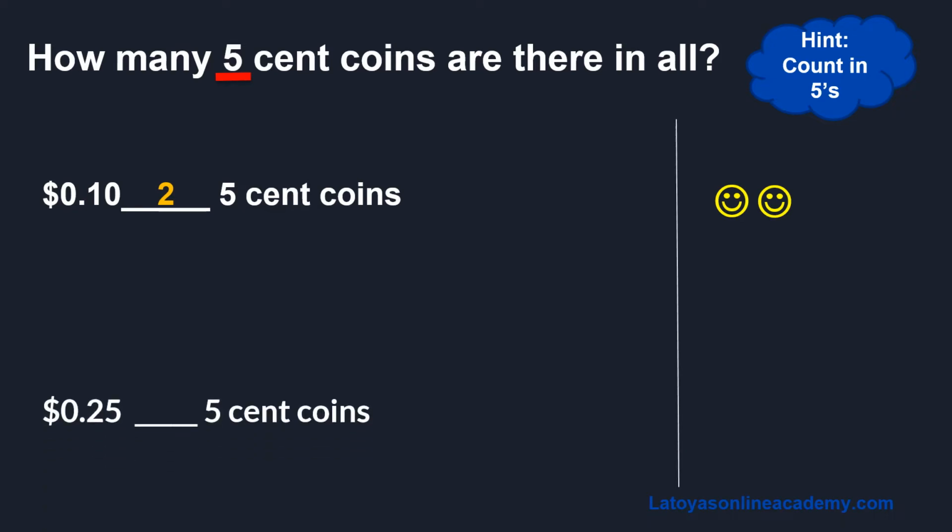How many 5-cent coins would there be in 25 cents? You see how we read this? This is $0.25. How many 5-cent coins are we going to get in 25 cents? We need to count in fives until we get to 25. 5, 10, 15, 20, 25. How many 5-cent coins do I have? 1, 2, 3, 4, 5. So there's a total of 5 5-cent coins in 25 cents.